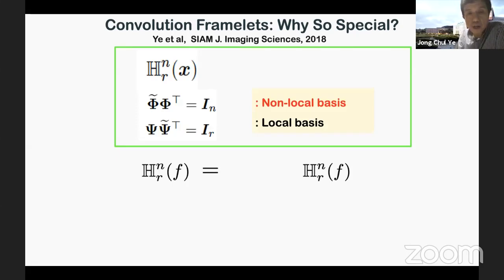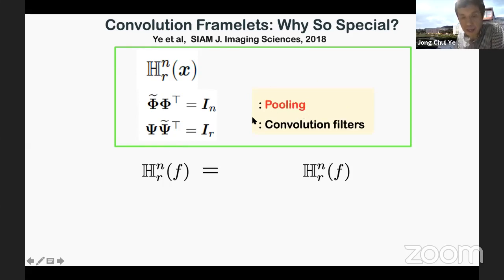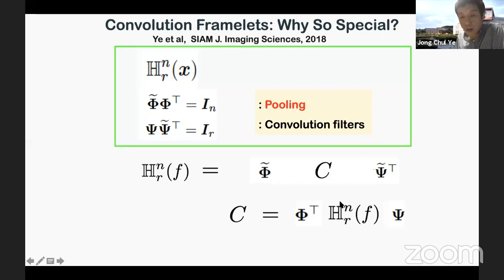Now, in fact, our contribution in the SIAM paper in 2018 is that we demonstrate this expansion has a very nice link with neural network approaches. For example, we start with the same kinds of non-local and local basis, but we can identify this one as a pooling-related layer, and this as a convolution filter. Why? Here, we start with this Hankel matrix. We have a trivial identity by multiplying this to the left and this to the right. Now, if we define this one as C, we can have this equivalent representation.